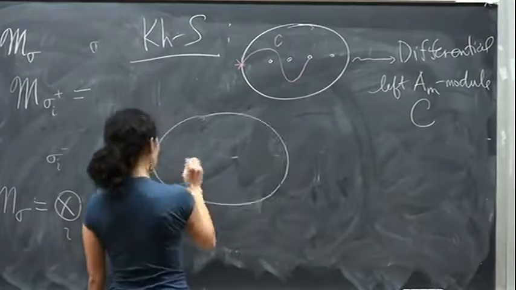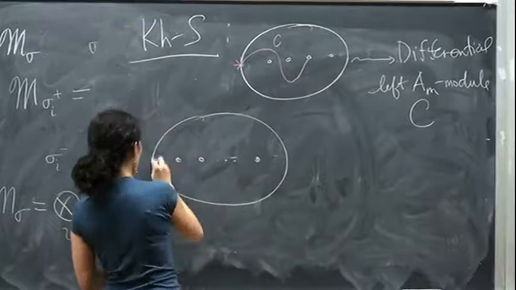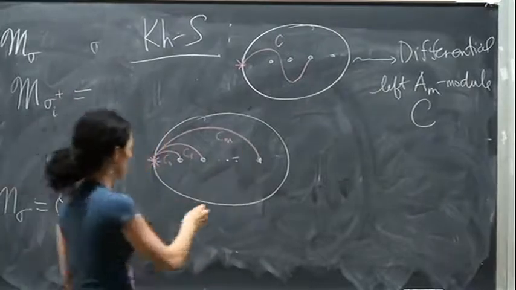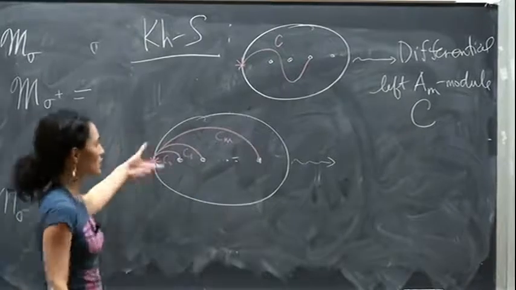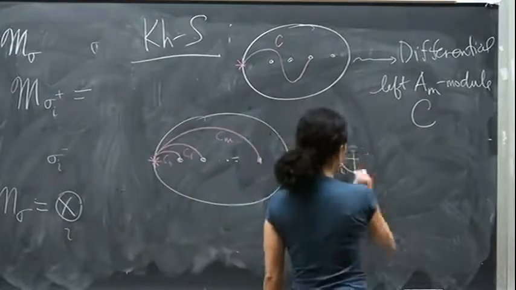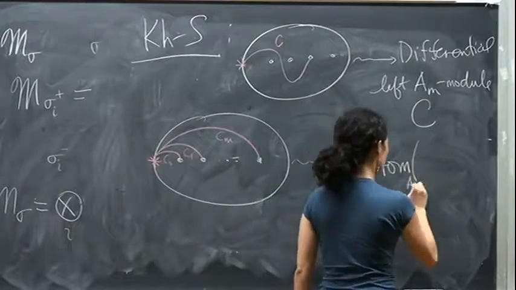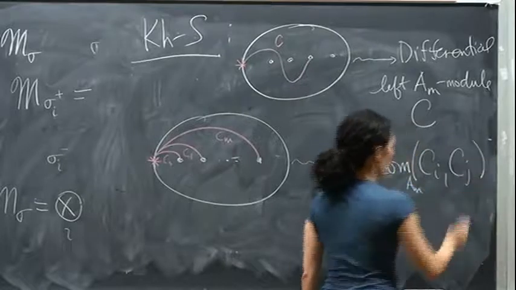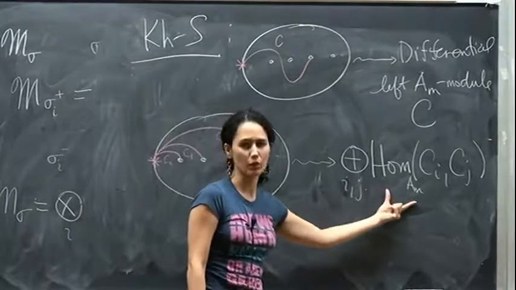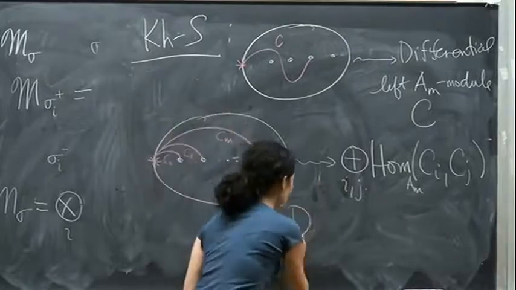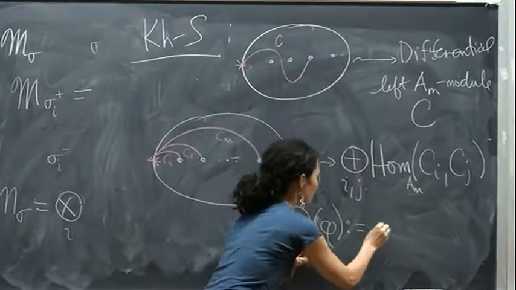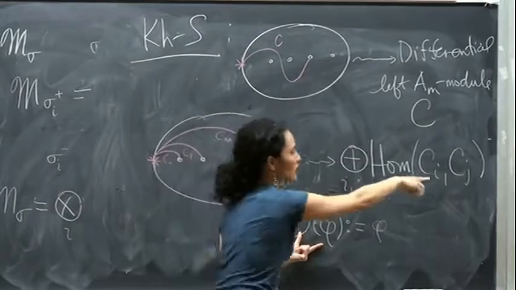So now if you want to get an algebra out of a basis of curves, for example, this basis of curves, there is a natural thing to do, which is to just take the Hom complex associated to this collection of differential left A-infinity modules. This is an algebra because morphisms can be composed. And of course, the differential in this Hom complex: if you have some homomorphism, you define the differential to be the sum of the pre and post compositions with the differential in these internal modules.